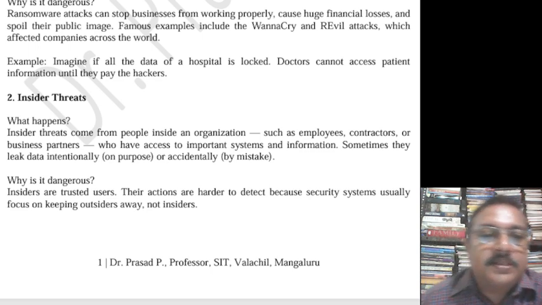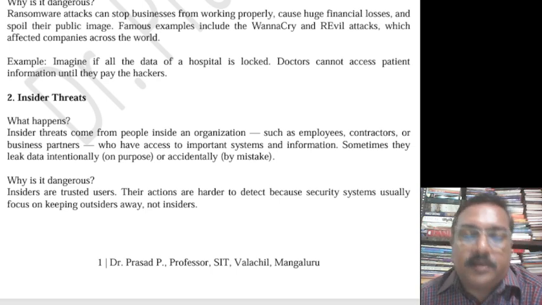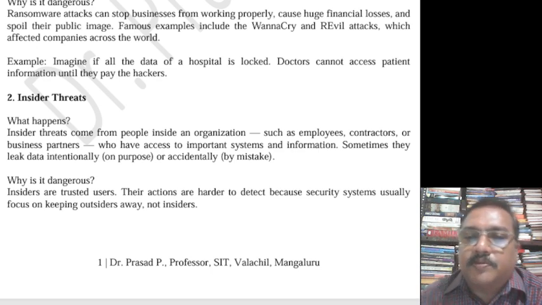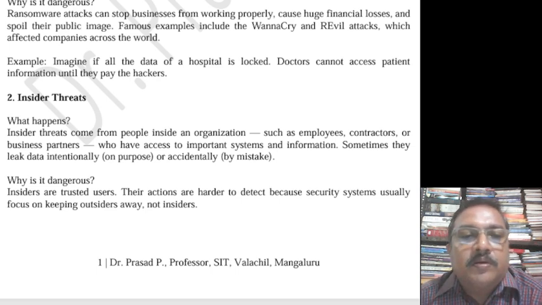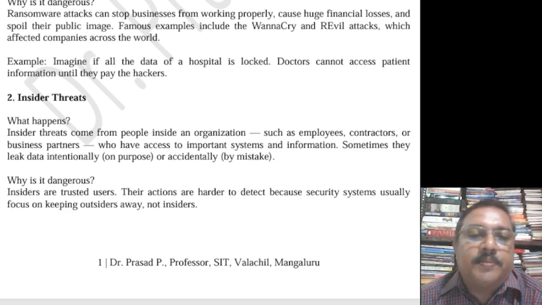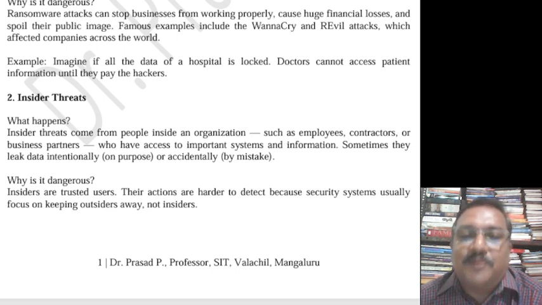Insider threats. Insider threats come from the people who are working in the organization, maybe an employee, or the people who are doing some contract work with the company, or a business partner, who will get access to important systems or information, and they leak the data, either intentionally, or they leak the data by mistake somehow. And the attackers, who are interested to make more money by such illegal activities, will misuse that.